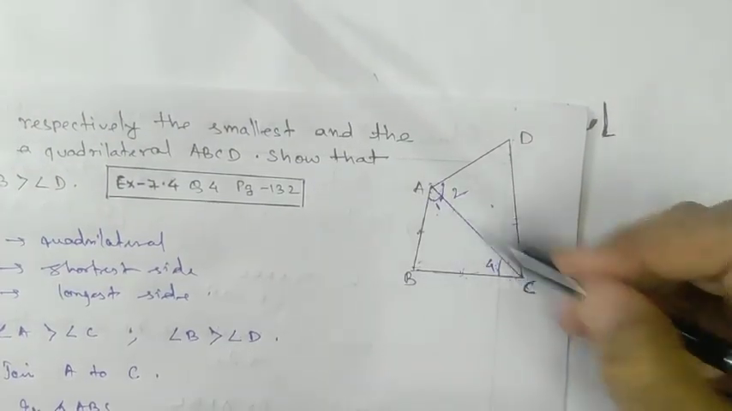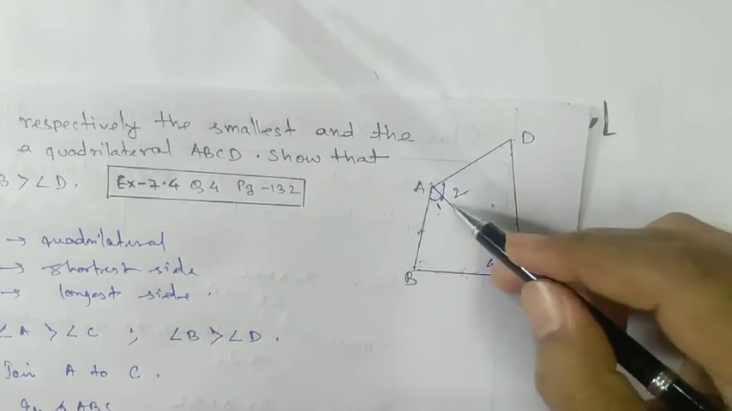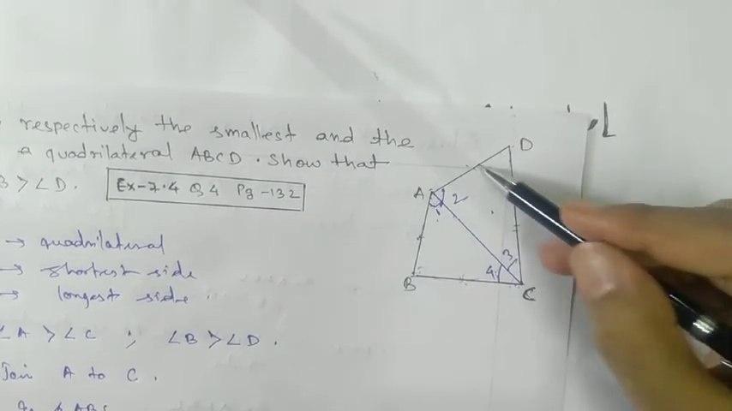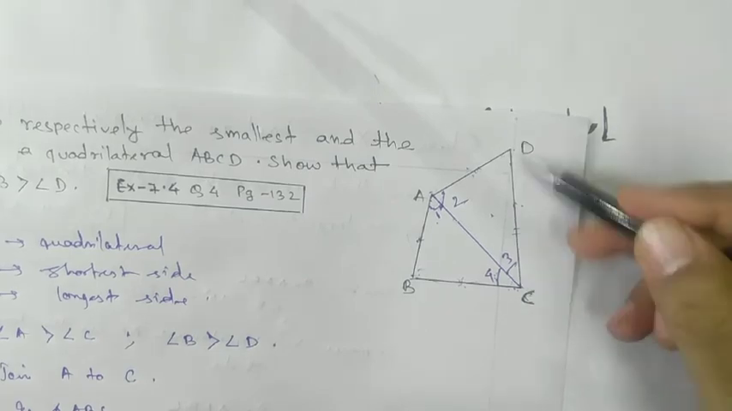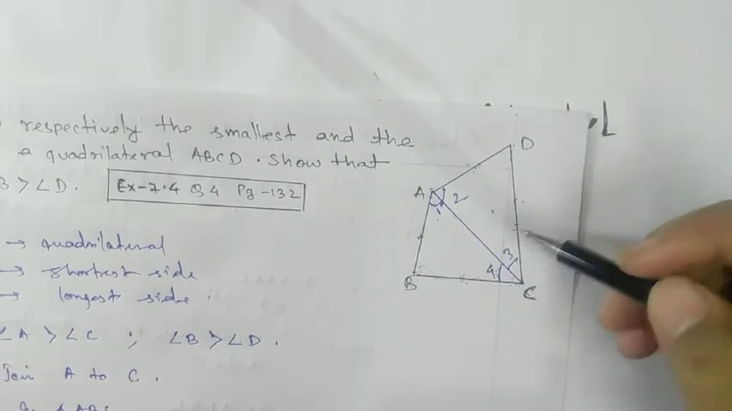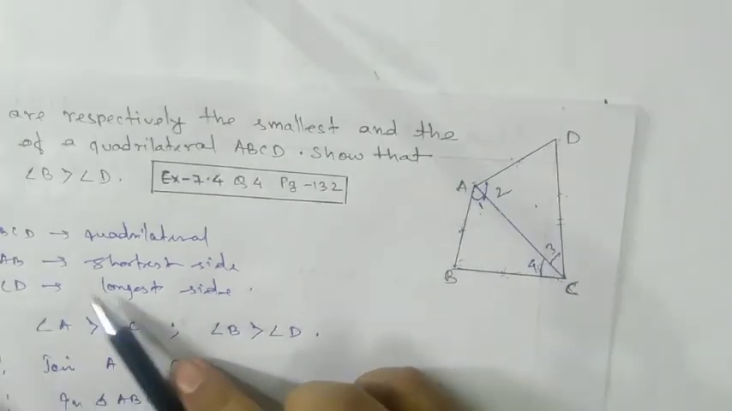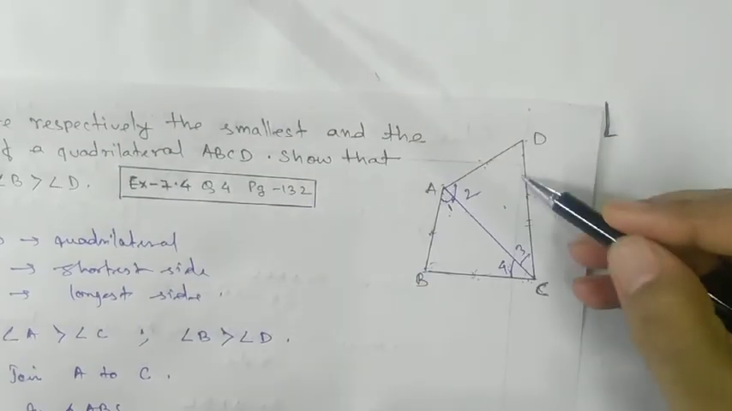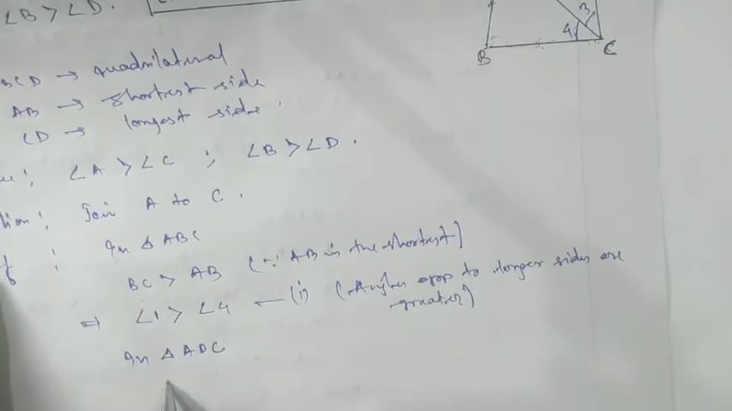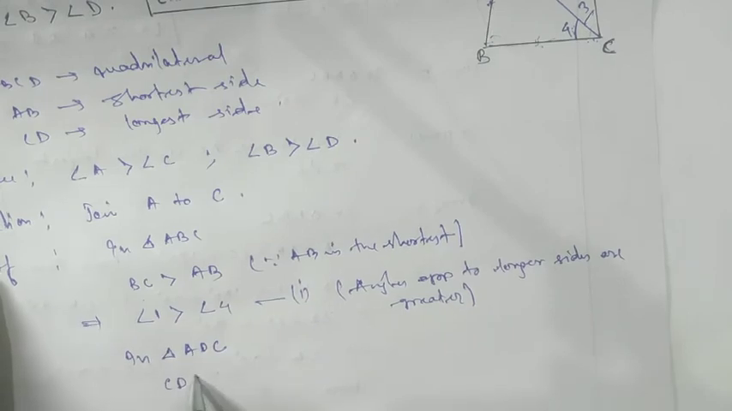In triangle ADC, we don't know about AC, so we're not going to compare AC with anyone, but we know about these two. If we compare these two, CD and AD are sides of ABCD. Already they have mentioned CD is the longest one, so CD is longer than AD. So here we can write CD is greater than AD.